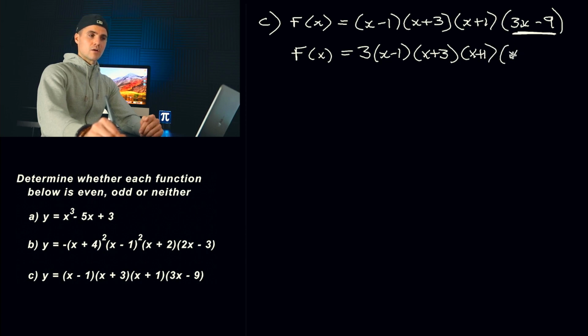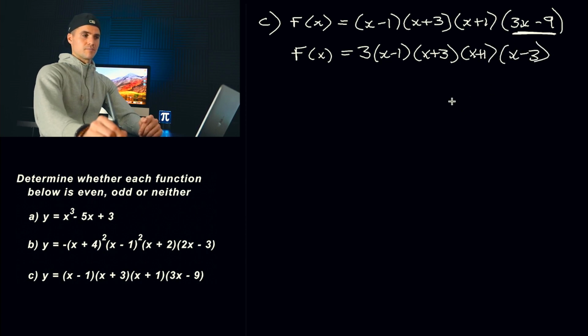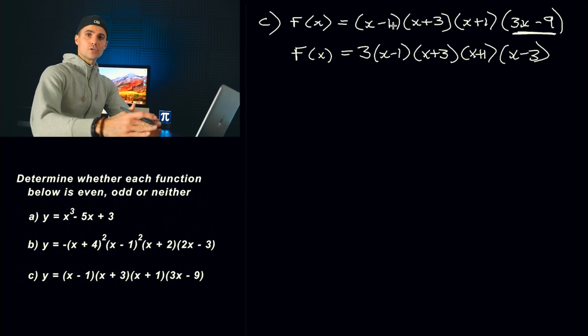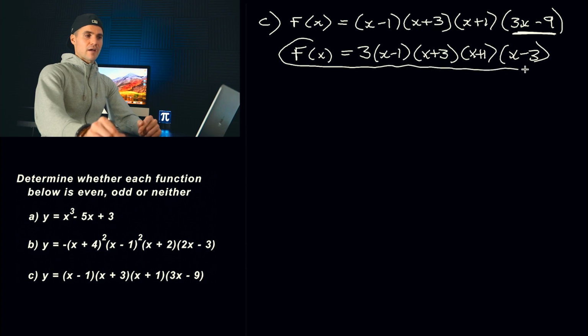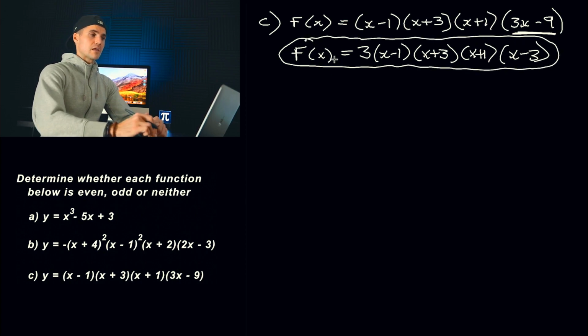If we take out a 3, we're left with x minus 3, like that. Now, you don't necessarily have to do that step, but personally, I like to do it. If it's a factored polynomial, I like to make sure that it's fully factored. So if there's any constants I could take out from any of the brackets, I like to do that and then put them in front. And so this is the f of x that I'm going to be using throughout the process here.